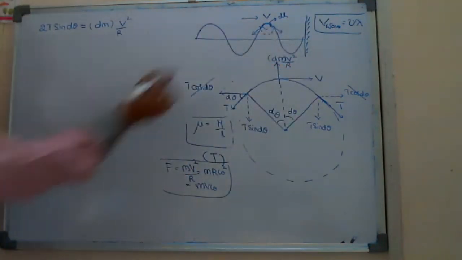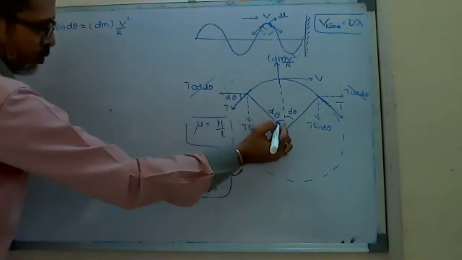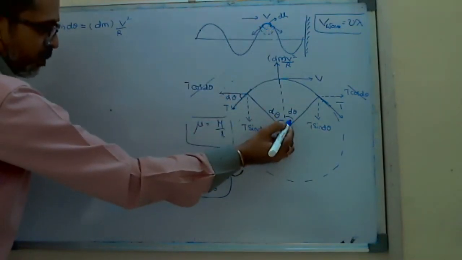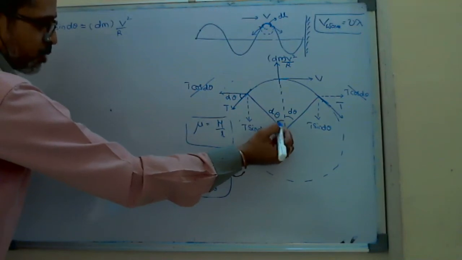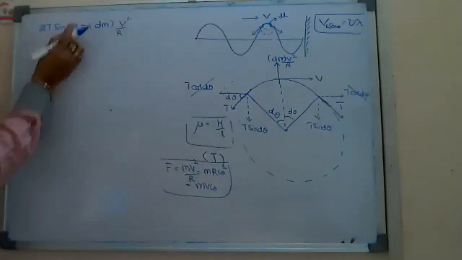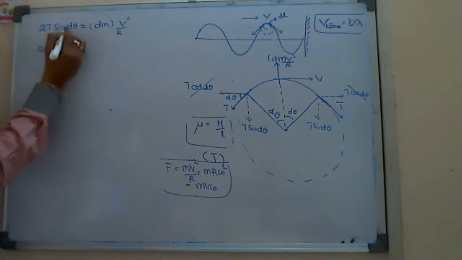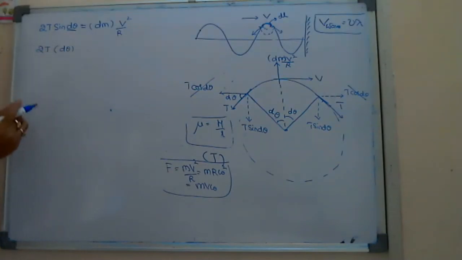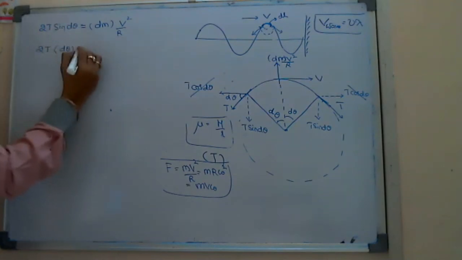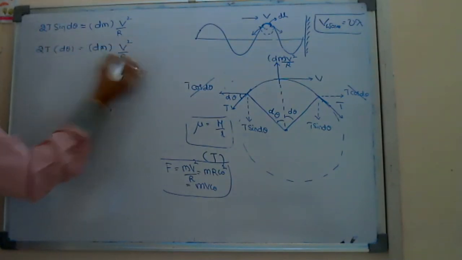Okay, and here I assume a small element. That is why that small element makes an angle of d theta plus d theta, total 2 d theta. It is a small angle, Nana. Small angle means sine theta can be written as theta. So I write here 2T into sine d theta, which can be written as d theta. So it is equal to dm into v square by r.